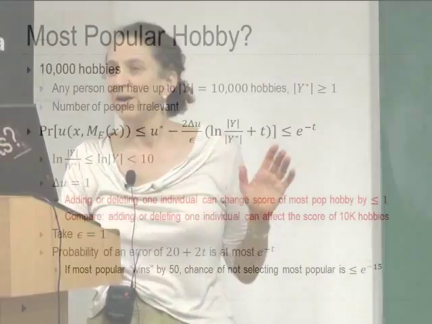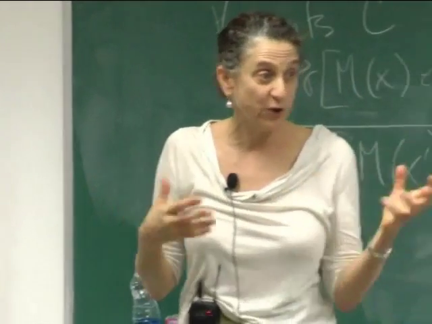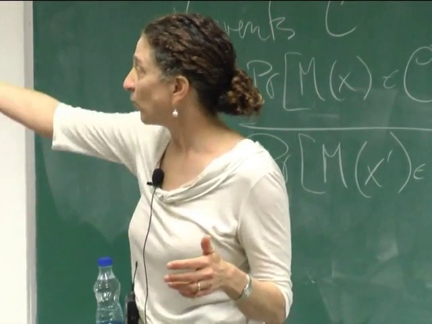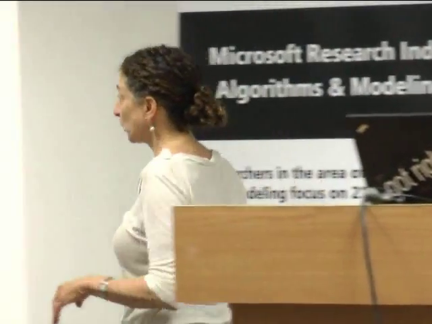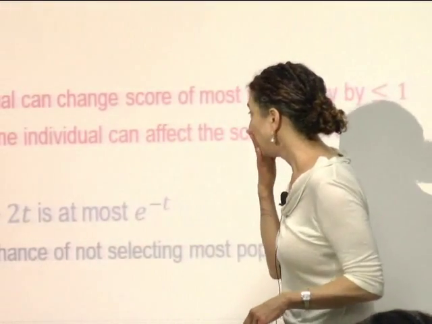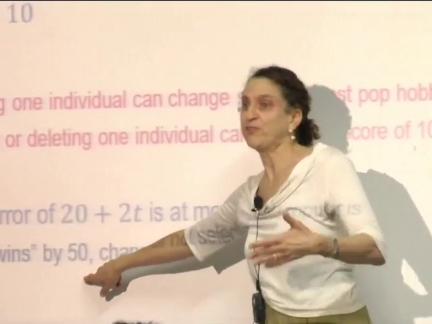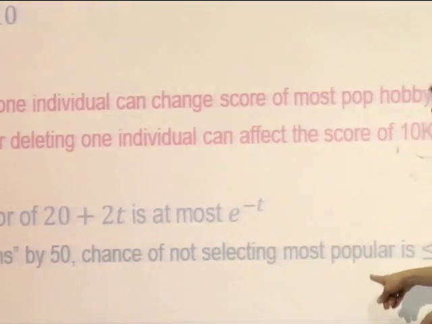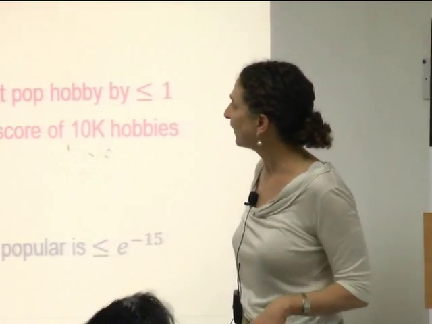All right. Going back to the easier question, most popular hobby, plugging in the bounds that we just got for the utility of the exponential mechanism, we get this expression. And here's an example. If we take epsilon equal to 1, then if the most popular is, say, 50 more popular than the second most popular, the chance of not selecting it will be e to the minus 15. You can prove things like this.